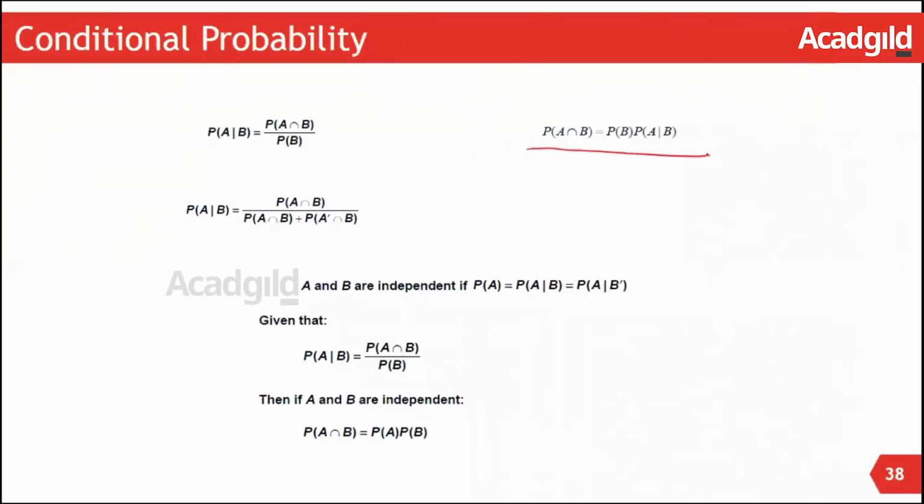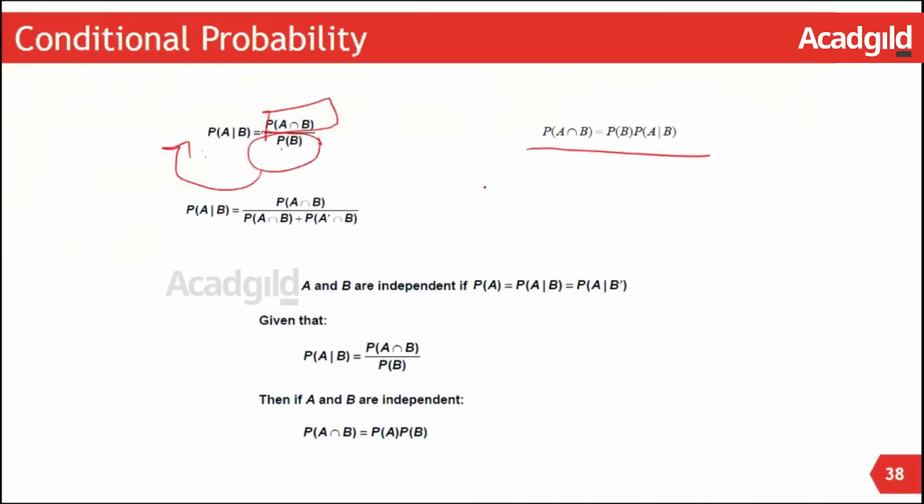Probability of A intersection B is probability of B times probability of A given B. This is nothing but taking the denominator over here and doing cross multiplication and moving it that side. So that gives us probability of A intersection B is probability of B times probability of A given B.